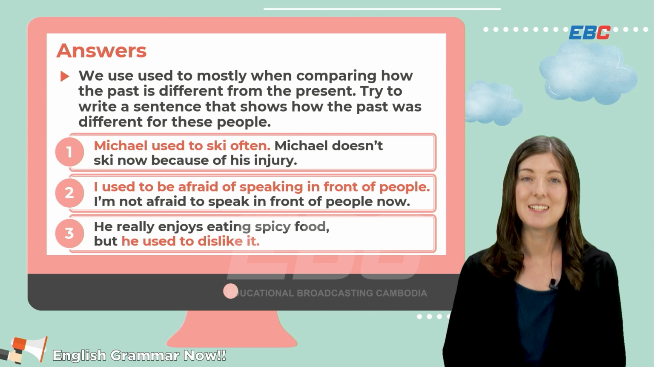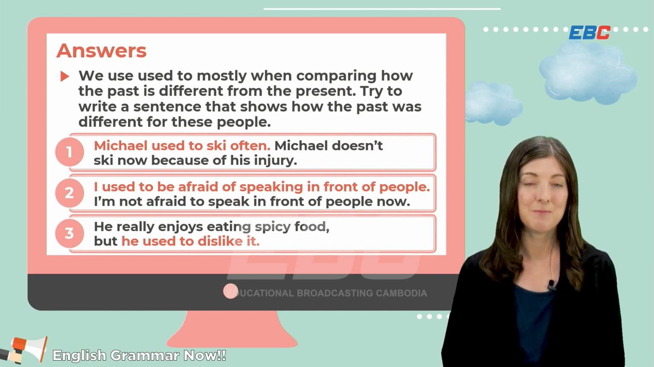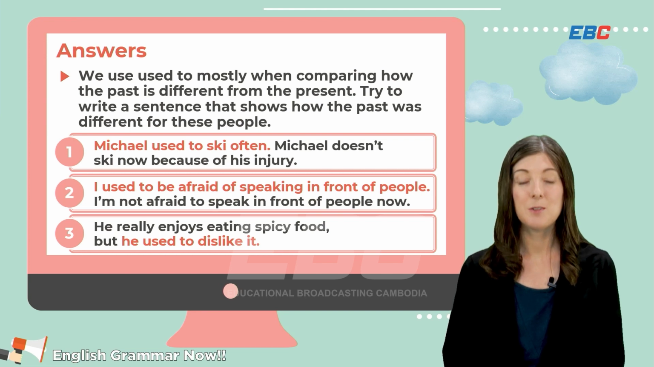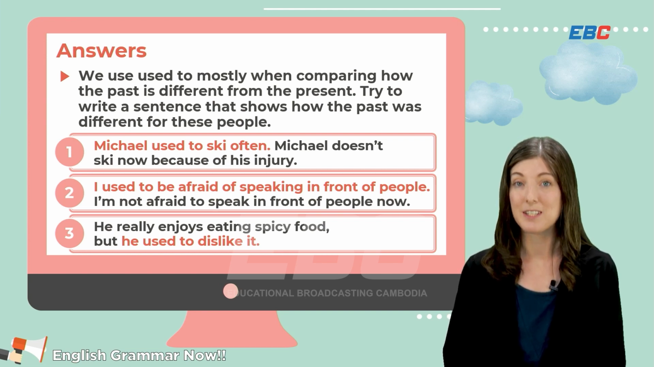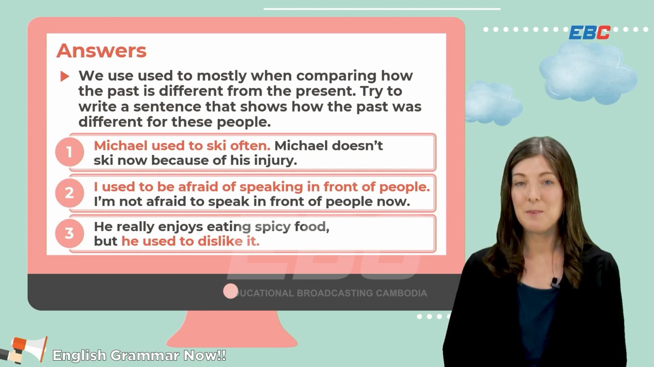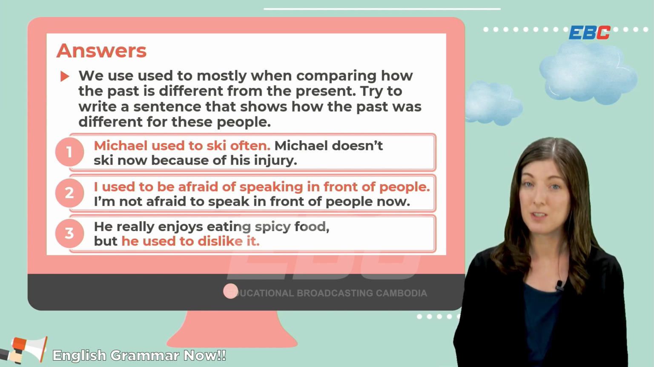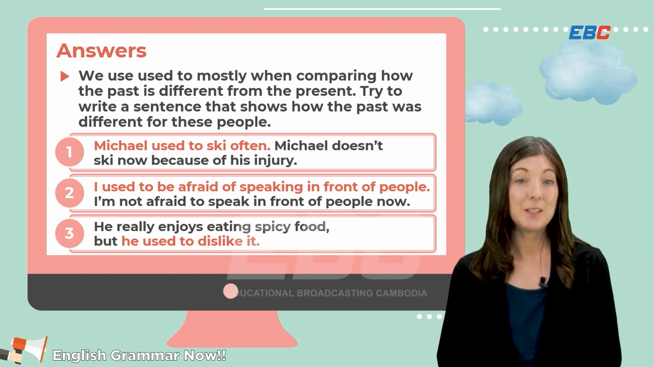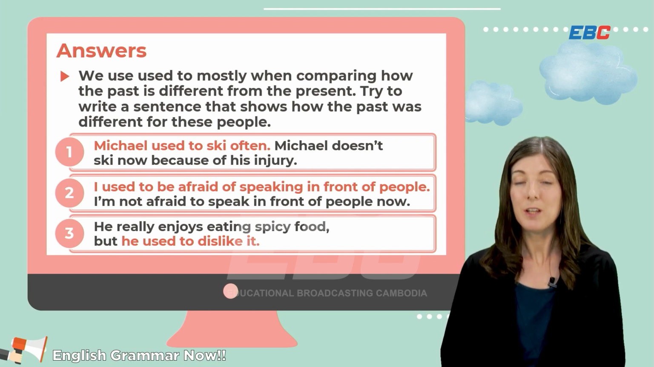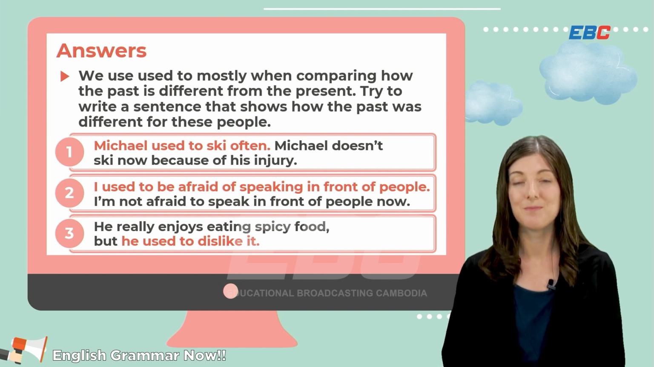In the third sentence, he really enjoys eating spicy food, but he used to dislike it. You could also say, he used to not enjoy eating spicy food. Either way, this sentence is again showing the difference between what was true, he used to dislike spicy food, and what is true now. He really enjoys eating spicy food. So, many times we use "used to" to show that the past is different from what is true now.